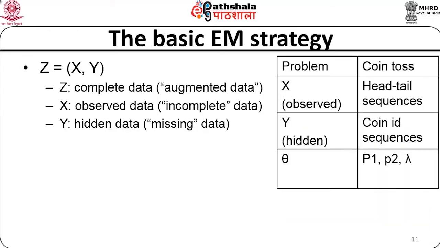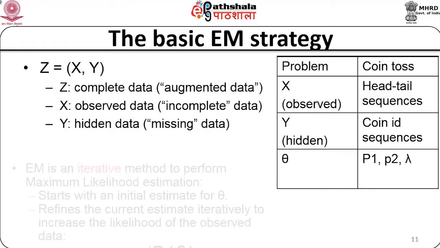For example, if you have a coin toss problem, the observed data can be the head-tail sequences. So, you have a sequence of heads and tails, we will take an example and see. Y, the hidden data, could be which coin you are using. So, that could be coin ID sequences, and theta is the parameters of the model.